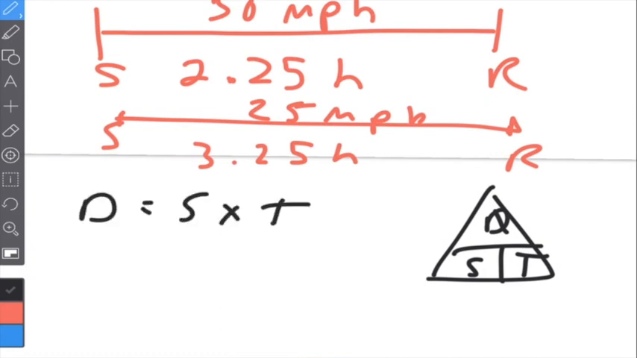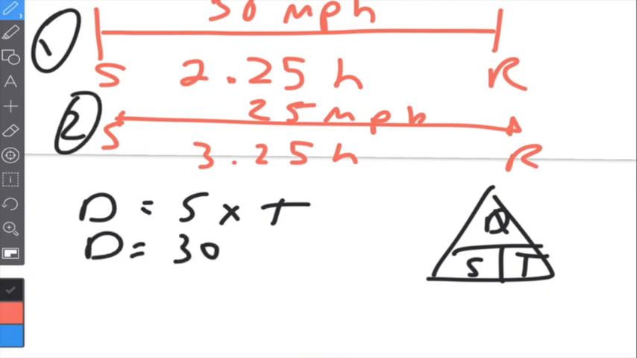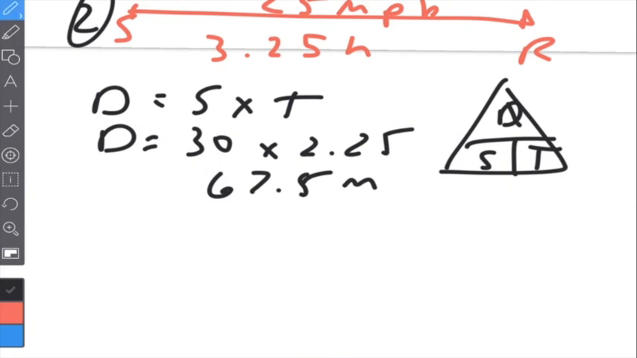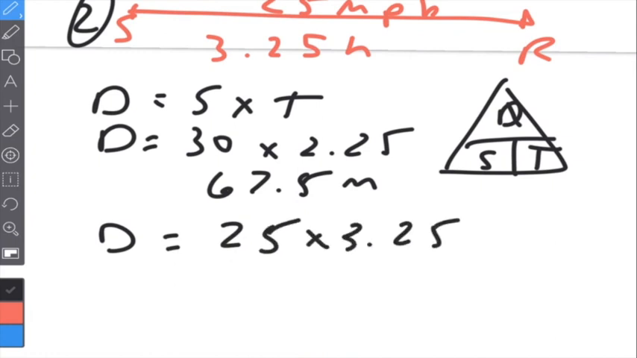So for the first trip, it's 30. Distance will equal 30 times 2.25. And if you do 30 times 2.25, and you could use a calculator, you're going to get 67.5 miles. So the first one's 67.5 miles. Next, the second one is going to be, again, distance equals speed times time. So it'll be distance equals speed's 25 times 3.25. So it would be 25 times 3.25. I'm going to get 81.25 miles.